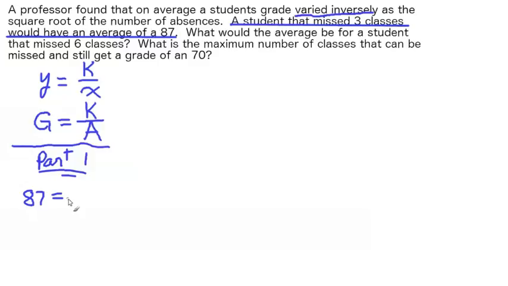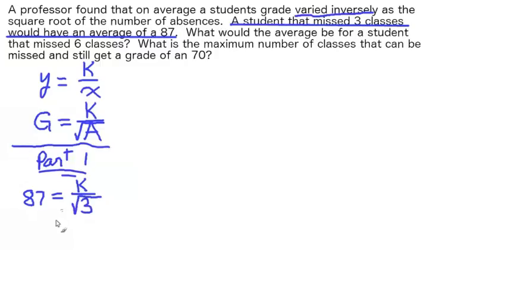Oops, and I screwed up the formula already. This says up here varies inversely as the square root of the number of absences. So this is missing a square root. Common mistake. So you get k over the square root of the number of absences. Well, in this case, he missed 3 classes.